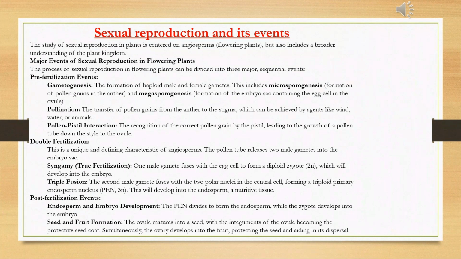Okay, the process of sexual reproduction in flowering plants can be divided into three major sequential events. The first one is the pre-fertilization event. In pre-fertilization events, there are mainly three parts: gametogenesis, pollination, and pollen-pistil interaction. So, here we'll see the overview of all these three steps. Okay, the first one is gametogenesis, the formation of haploid male and female gametes.